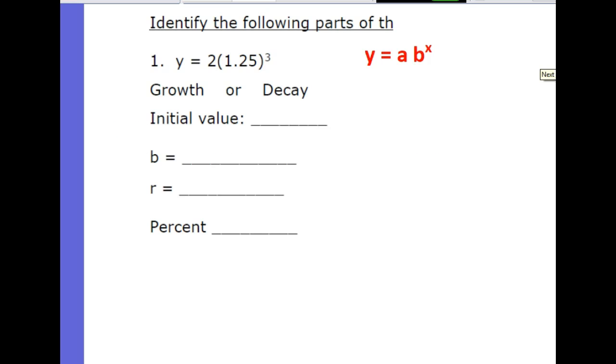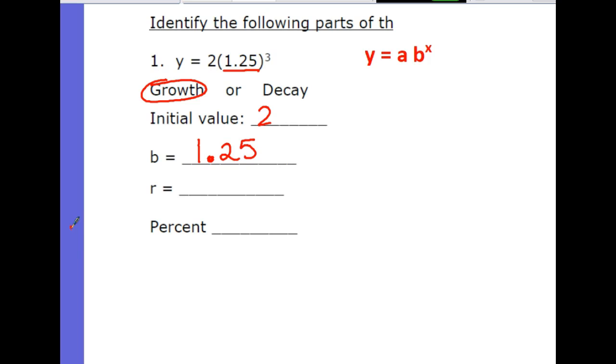Okay, so in example number 1, we have a 2 out in front, then 1.25 raised to the third power. This is what you look at to answer the first part. Is it going to grow or decay? If this is more than 1, it's going to grow. What's the initial value? What's the number out in front? The a in the equation is the initial value. The b is 1.25.